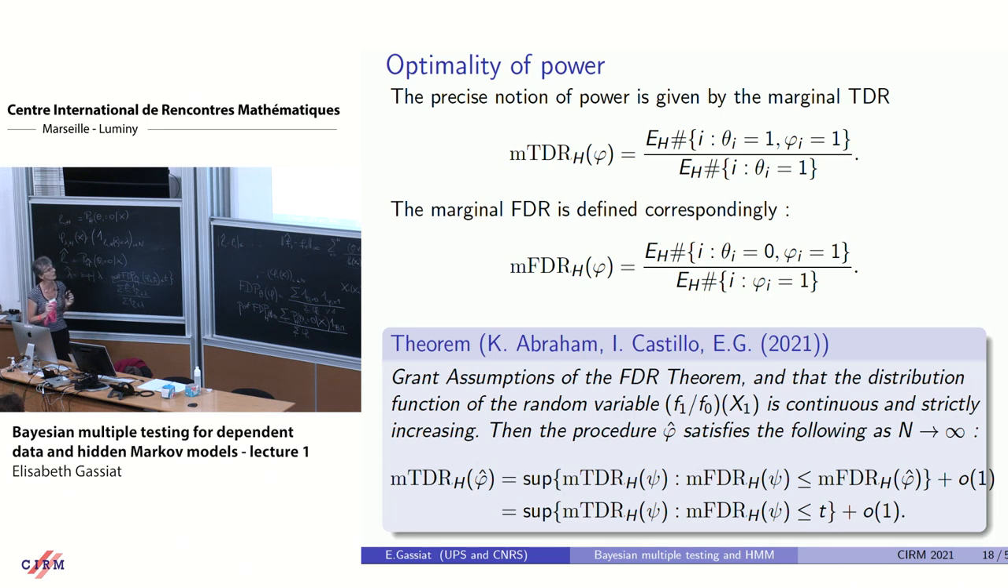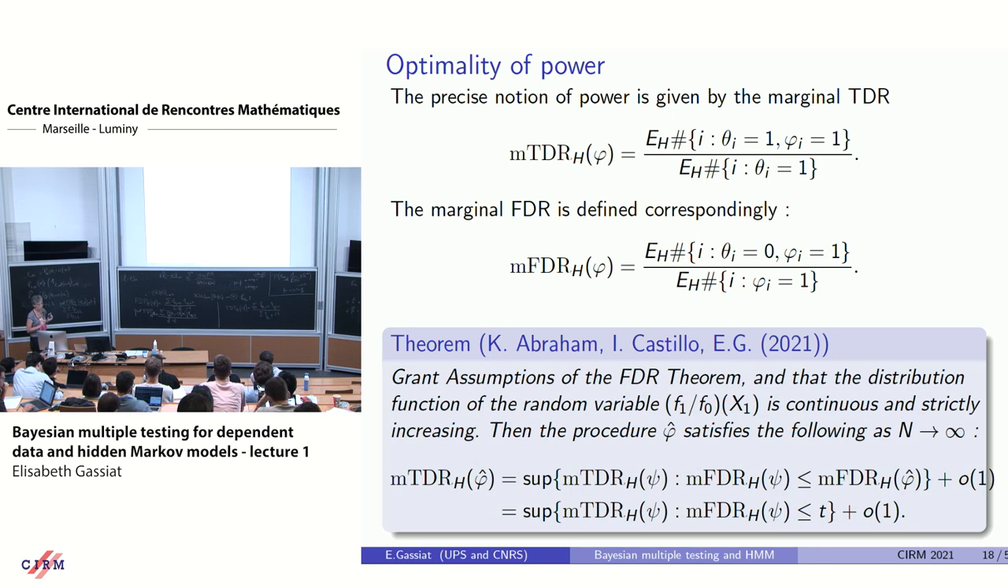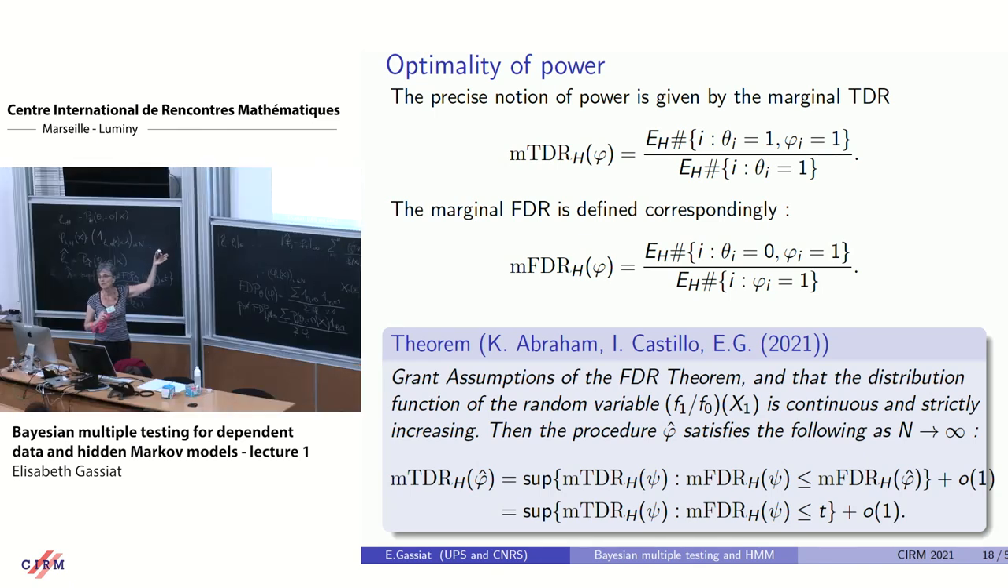We take the same four assumptions I've shown before. But then I add another assumption: that if you consider the ratio of the densities f1 over f0 of X1, it has a continuous and strictly increasing distribution function. So you see that this theorem will hold for a continuous random variable. It will not hold for discrete random variables. So this is another part where the story is not all written. It will cover the simulations with the mixture of Gaussians as alternative, but it will not cover the simulations with Poisson count data.